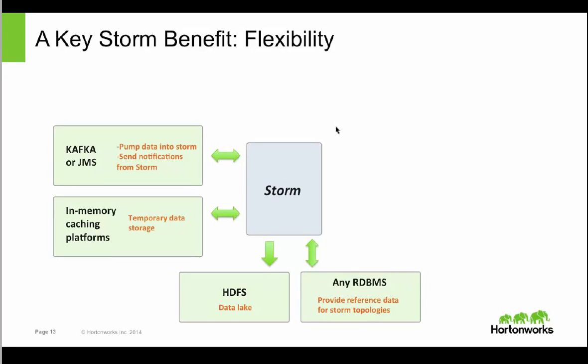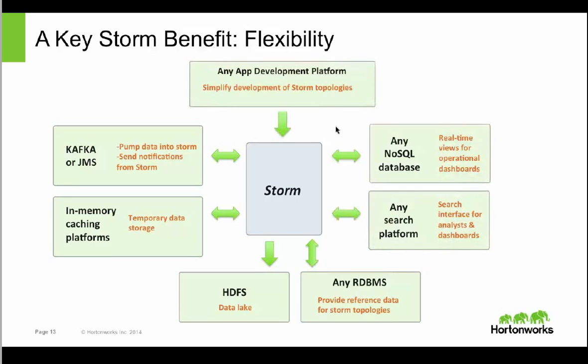Then the other part is in-memory caching platforms. Again, Storm is flexible in that it can work with in-memory caching platforms like Redis or Memcached. The typical use case there is that you need certain reference data that you want to hold in memory, and that should be accessible to the entire cluster. So you want an external caching platform that you can talk to from your Storm topology. Again, Storm is quite flexible there. You can develop connectors to any in-memory caching platform that you want.